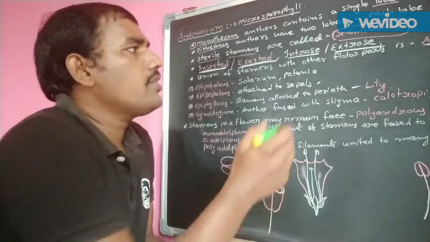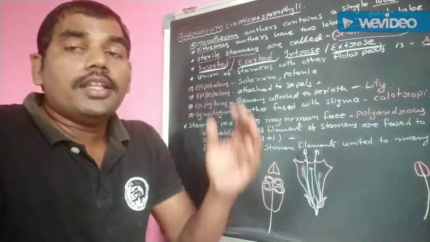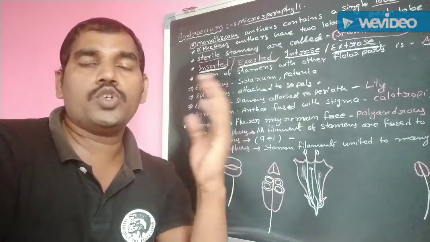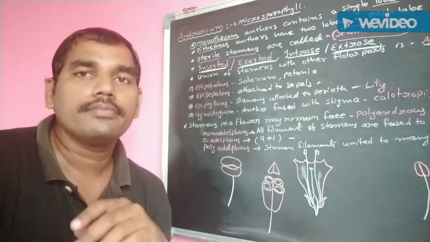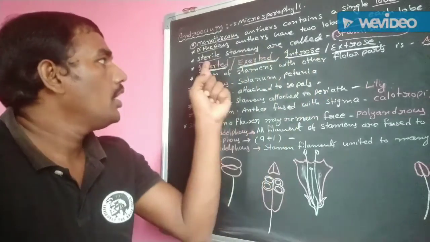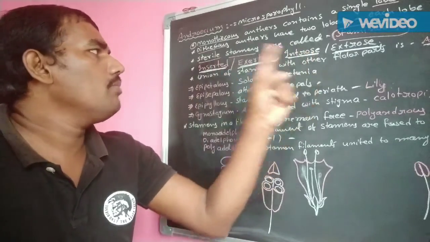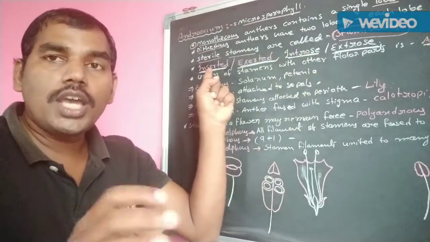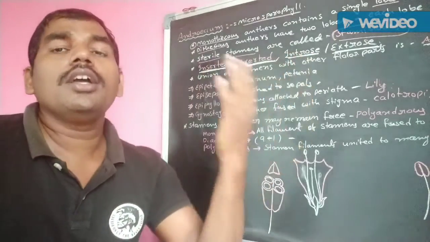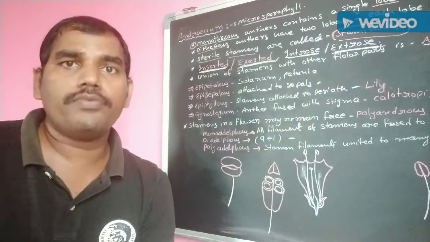Another technical term is introrse or extrorse. Introrse means the anther is facing inside the flower, inside, towards the gynoecium. This type of stamens are known as introrse. Included, introrse, don't confuse these terms. Included means stamens are inside the corolla, inside the flower. Introrse means the anther is facing towards the gynoecium, towards the innermost part of the flower.